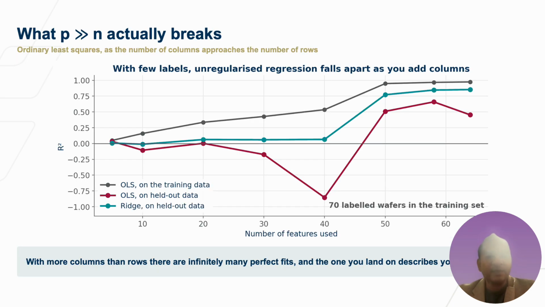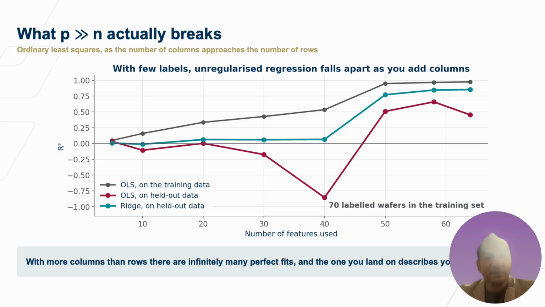So what does P greater than N actually break? Take 70 labeled wafers in the training set. Then I add columns, 5 features, 10, 20, up to 64. Every time I fit ordinary least squares and score it 2 ways. The gray line is R squared on the training data. It climbs to 1. With 64 columns and 70 rows, the model reproduces the training set essentially perfectly. The red line is the same model on held out data.